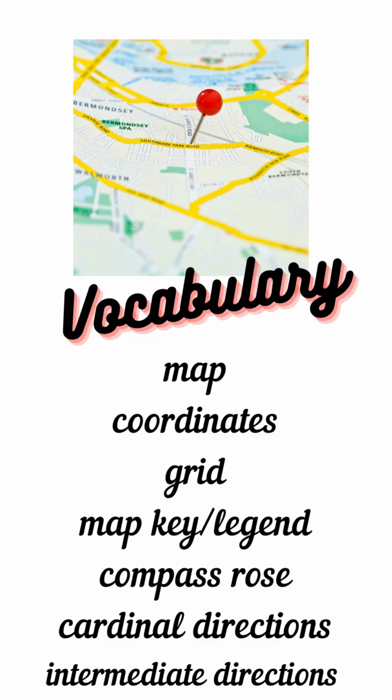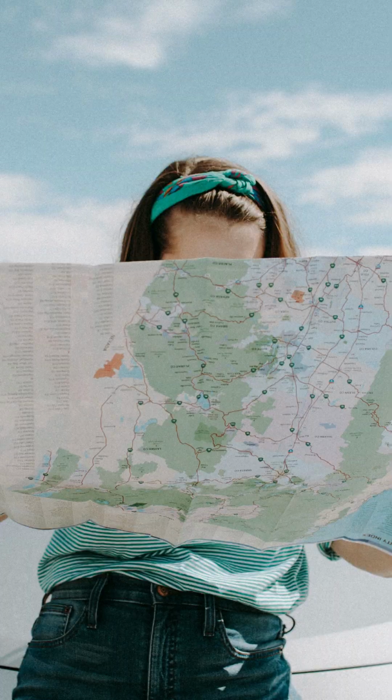We're going to be focusing on these vocabulary words. So maps, thinking about political and physical maps, coordinates, grids, map key, legend, compass rose, cardinal directions, as well as intermediate directions. You have already shared with your students about how maps have changed, or finding places that we want to go has changed over time.